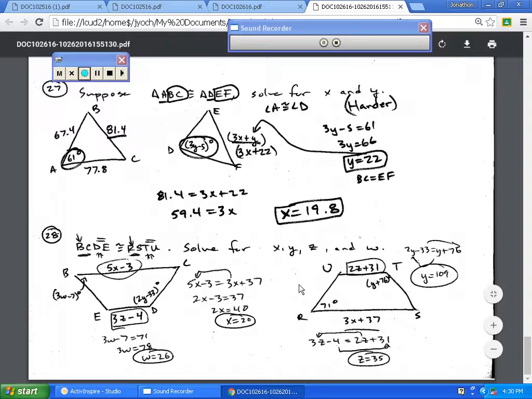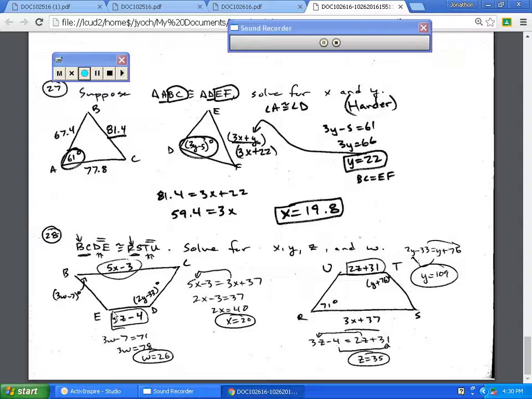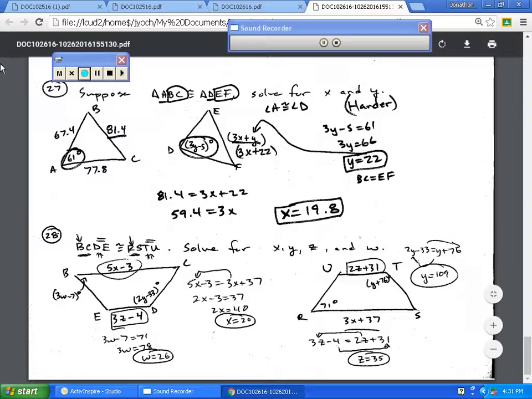And lastly, let's talk about the z's. So ED, or DE, would correspond with TU, or UT. So you're going to set 3z minus 4 equal to 2z plus 31. Subtract 2z. Add 4 to both sides. Z is 35. These are your answers.